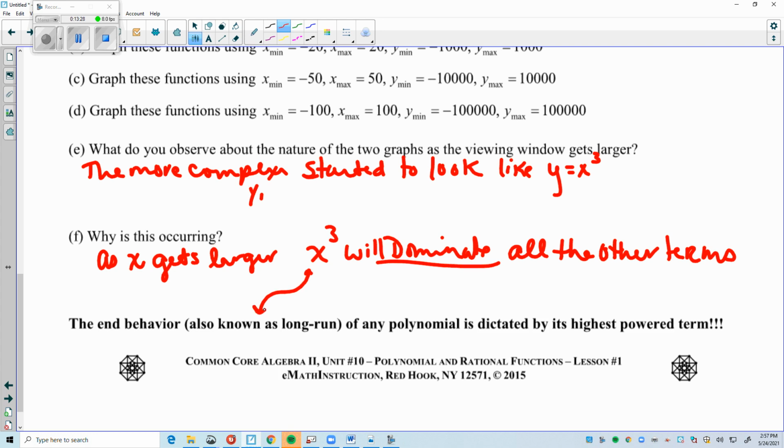The end behavior, also known as the long run, of any polynomial is dictated by the highest powered term, or what we call the degree of the polynomial. So I can say that this is a degree 3 polynomial. I hope that gives you a basic idea of some power functions.